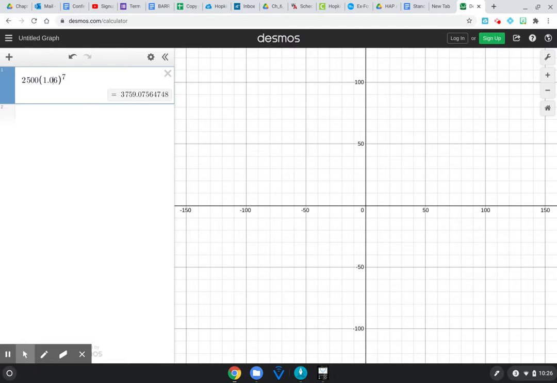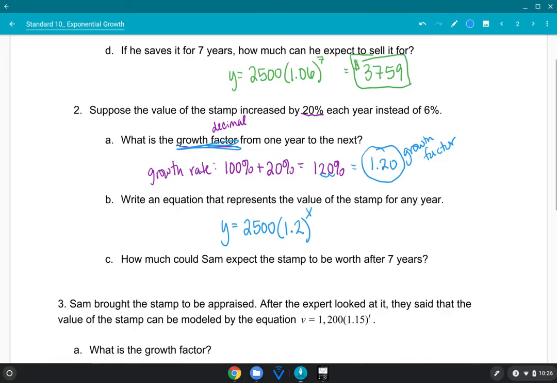So I'm going to go back here and I'm going to do 20% instead. Holy cow. $8,958. That goes right here, after 7 years. Oops. If I could write, that'd be amazing. Oops, that's a 7. All right.